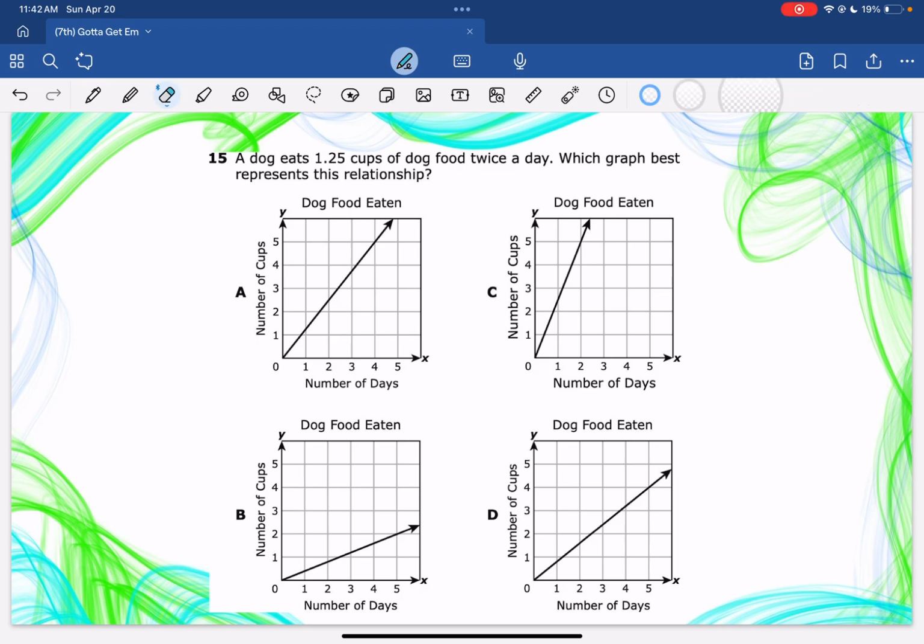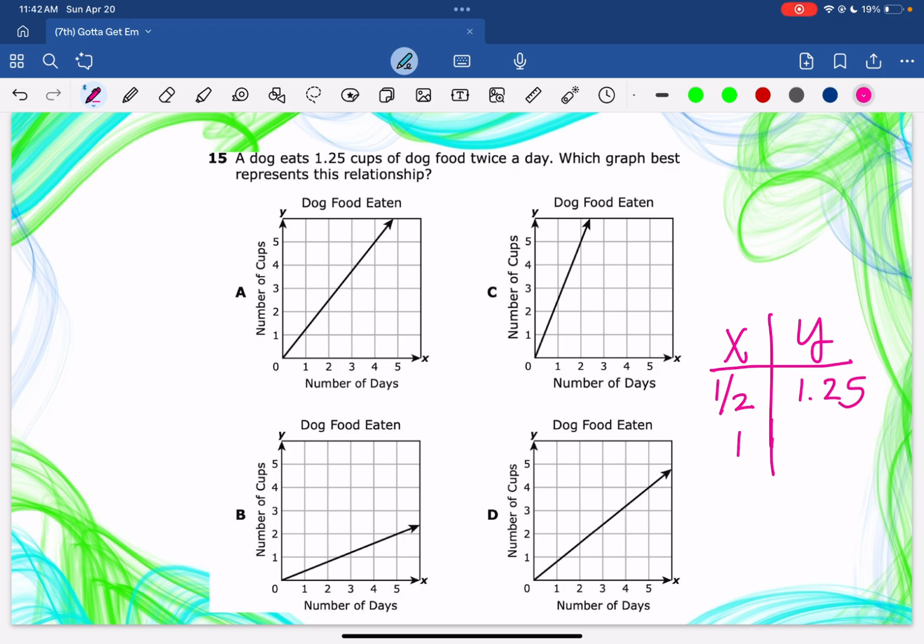All right, so the fact that there's 1.25, I don't want to deal with that. So what I always suggest is create a table. And I hate to say get rid of, but try to find whole numbers. If you notice, it says 1.25 cups of dog food twice a day. So that means in half of a day is 1.25. But for a whole day, 2 halves make a whole, so I scale the dog food by 2, and get 2.5.